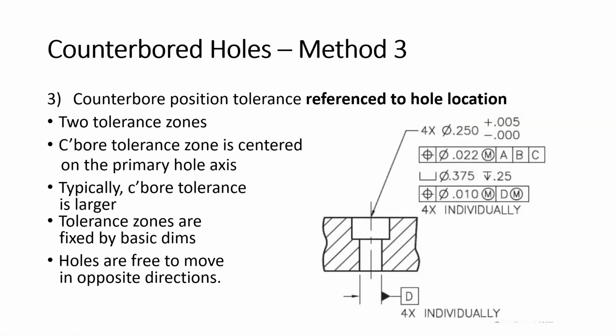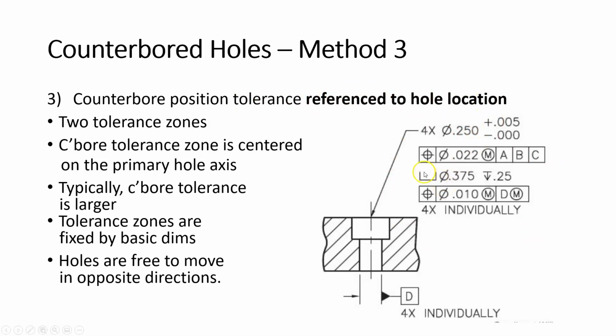Finally, the third method is a little bit kind of out there. I guess the main purpose of showing you this, it's discussed in your book, but the main point of showing you this is that it is possible. And that's one of the benefits of geometric dimensioning and tolerances. You can make it say exactly what you needed to say functionally, the geometric tolerances. Okay? So in this case, the counterbore position is referenced to the hole location.